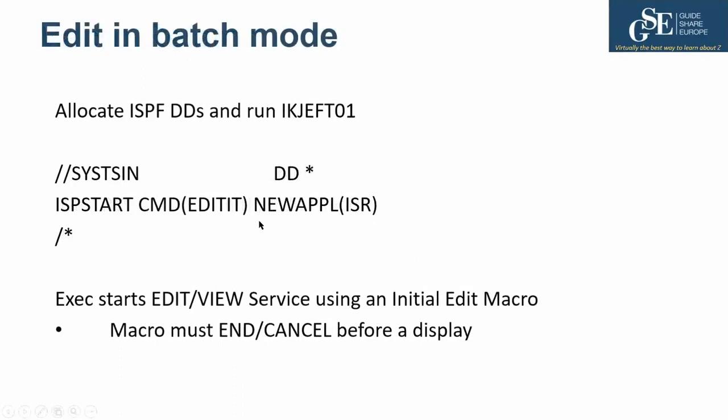You can run the ISPF editor in batch. You allocate your DDs, run the TSO command processor with a statement like this. The thing you have to remember is you'll have to use an initial edit macro, and you have to either end or cancel. You can't actually display it, even in batch.